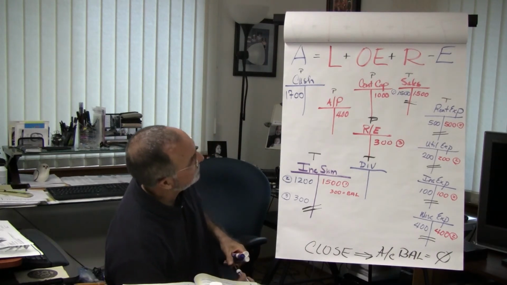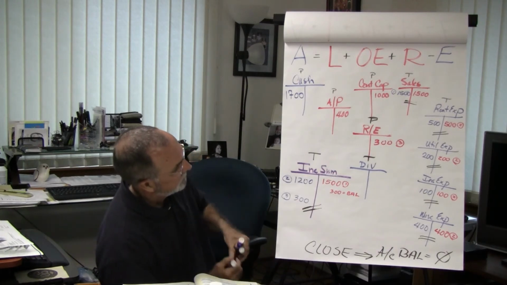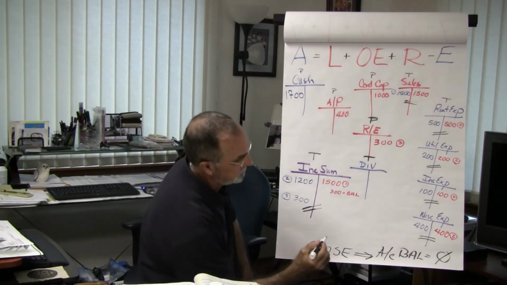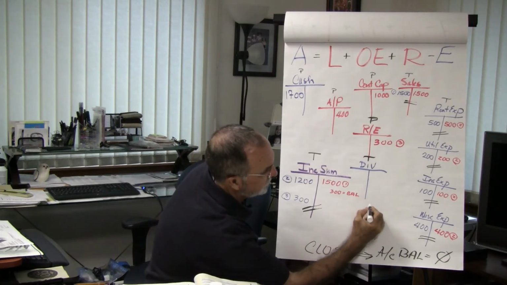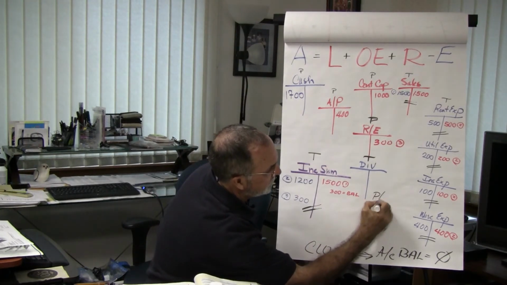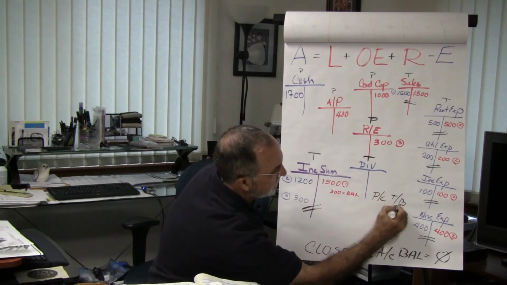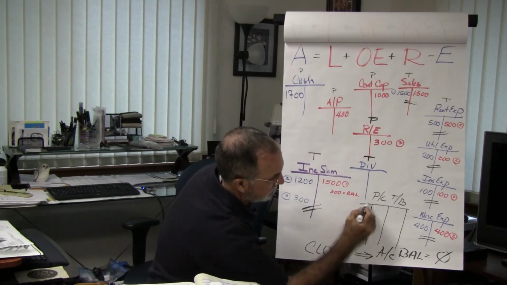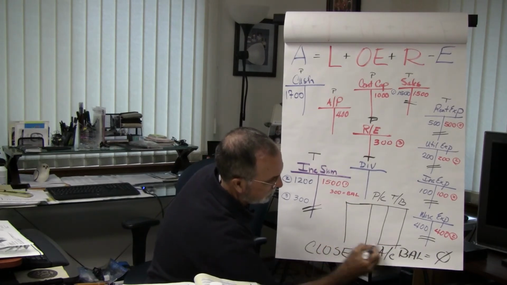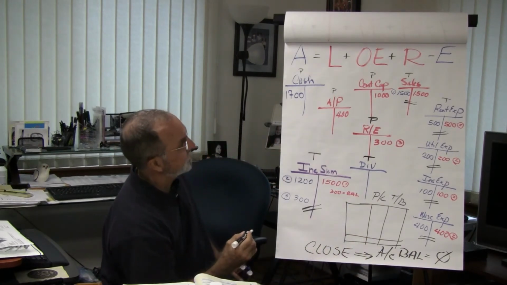Well, we don't have much room on this page. Maybe we'll try to squeeze it in here. We'll just squeeze it in this space here. Post-closing trial balance. You're going to have to write pretty small.